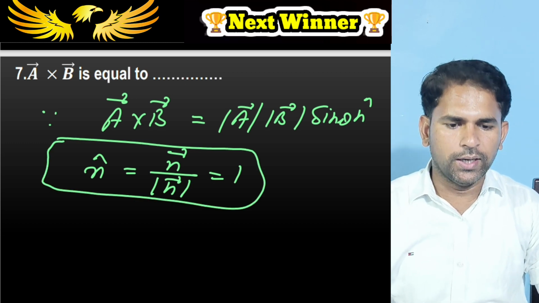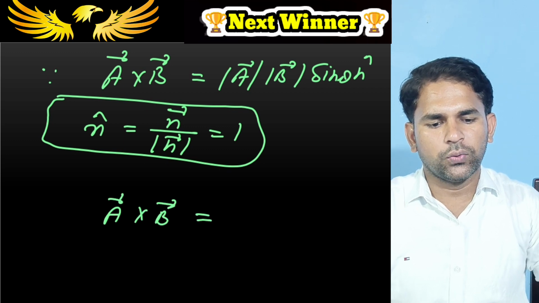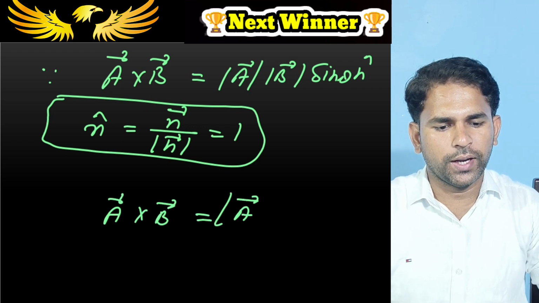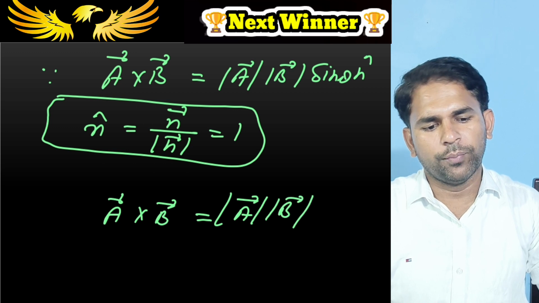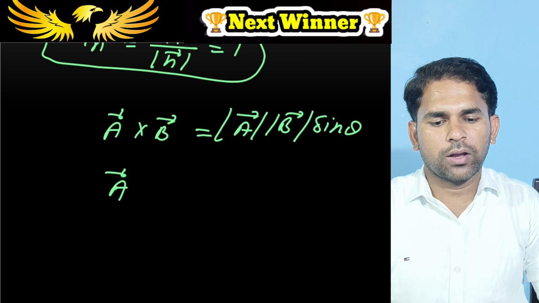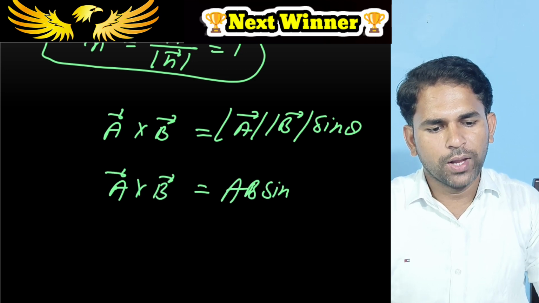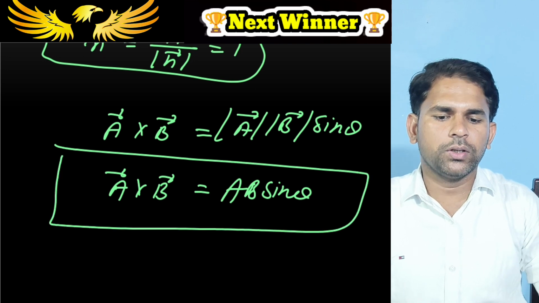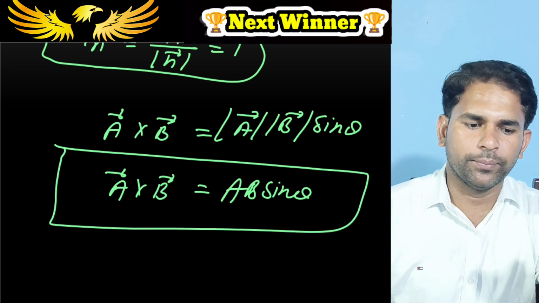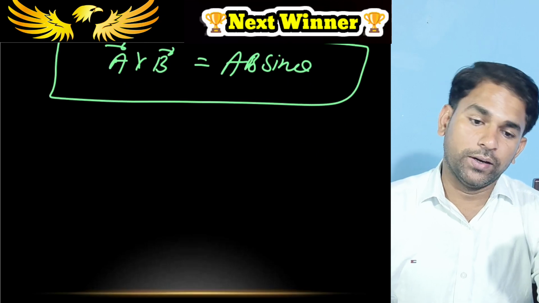So finally we can write A cross B is equal to magnitude of A into magnitude of B sine theta. Is it okay? We can also write A cross B is equal to AB sine theta. According to the given option, you will put the sign, no issues, okay? So this is the final question and final answer also.